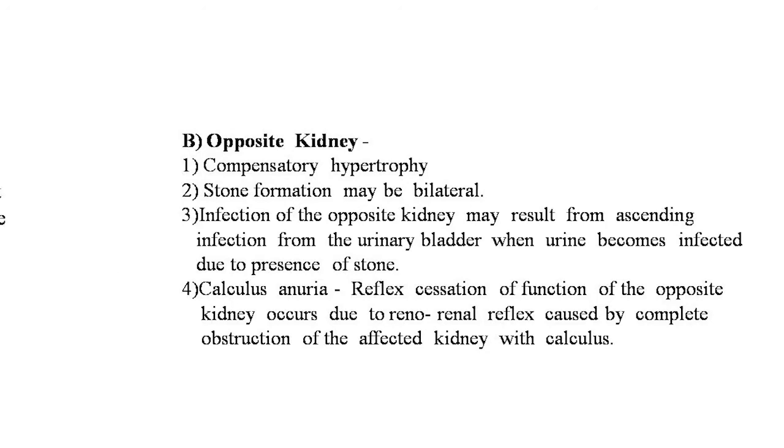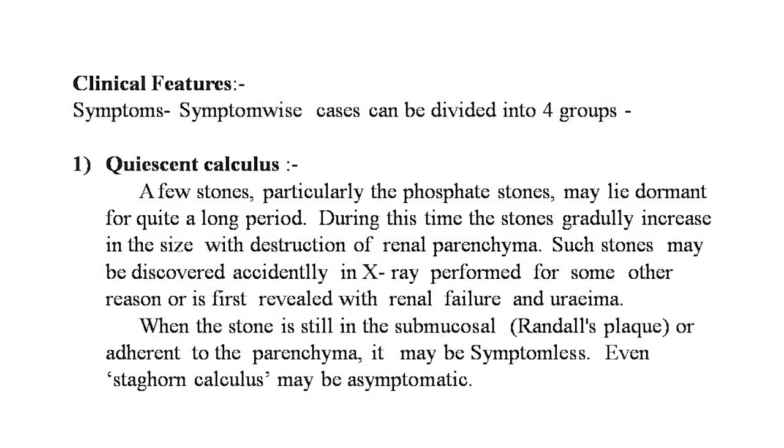Now the clinical features. First, symptoms. Symptom-wise, cases can be divided into 4 groups. First is the quiescent calculus. A few stones, particularly the phosphate stones, may lie dormant for quite a long period. During this time, the stones gradually increase in size with destruction of the renal parenchyma. Such stones may be discovered accidentally in an X-ray performed for some other reason, or are first revealed with renal failure or uremia. When the stone is still submucosal, that is the Randall's plaque, or adherent to the parenchyma, it may be symptomless. Even a staghorn calculus may be asymptomatic.